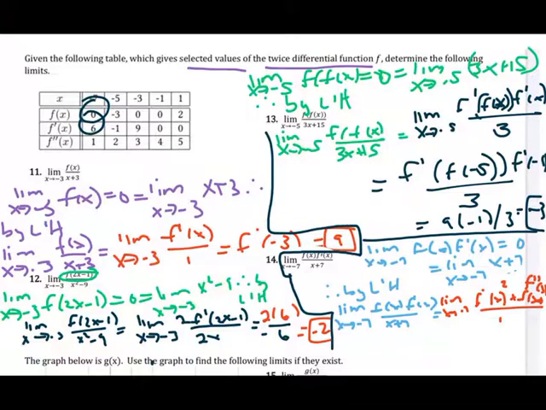So f prime of negative 7 is 6. So this is going to be 6 squared plus f of negative 7, which is 0, so I don't even care what f double prime of negative 7 is, because that is still going to be multiplied by 0. So we're going to end up with 36 as our answer to this limit.